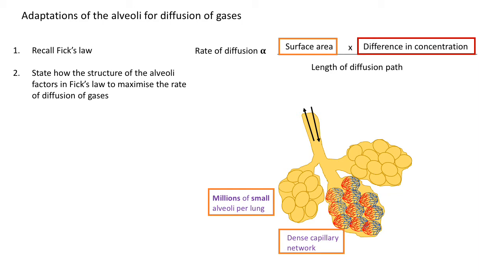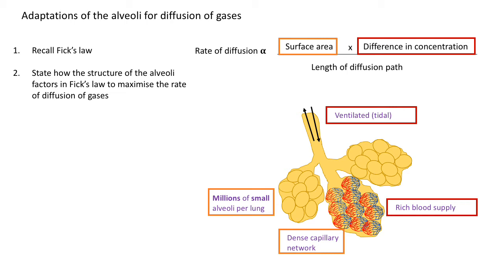So difference in concentration, how is that maximised? Well, the lungs are ventilated, air moves in and out, and you should know how that process works, expiration and inspiration. And remember, this is tidal ventilation, that process. So that's moving air in and out, maintaining that concentration gradient. And also back to that capillary network, so there's that rich blood supply, that mass transport system moving blood continually, so maintaining that difference in concentration between the air in the alveoli and the blood.